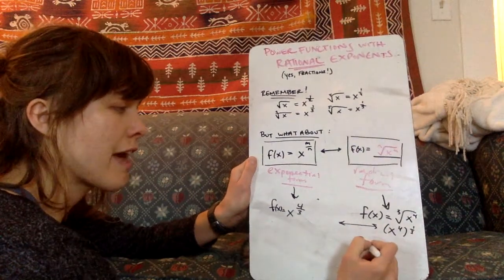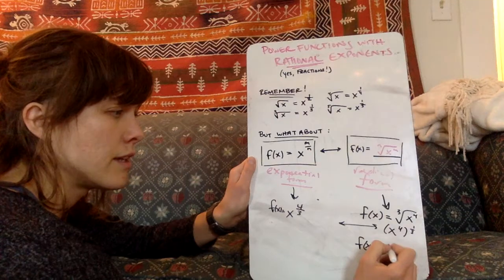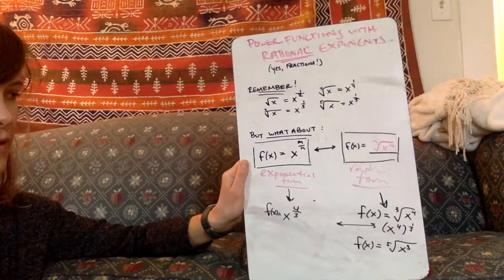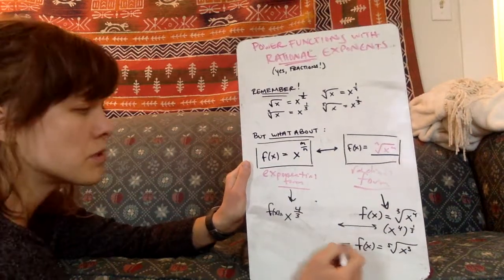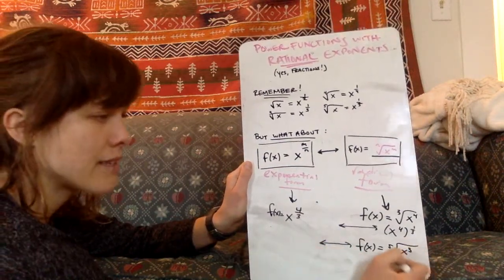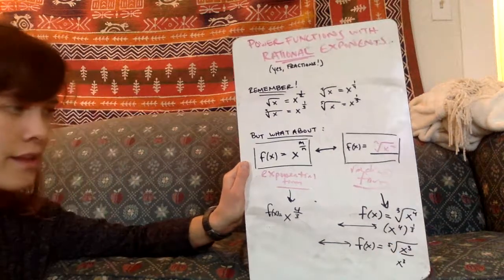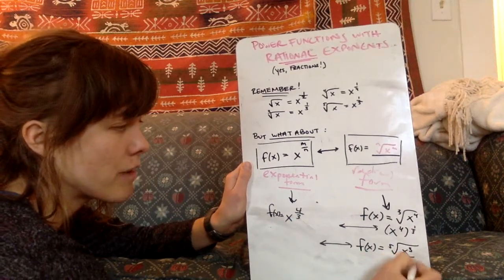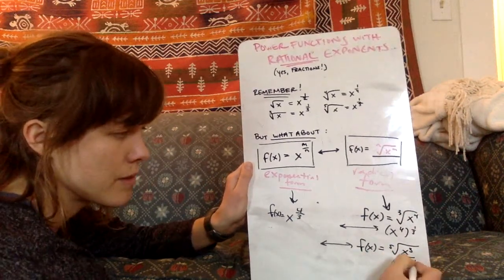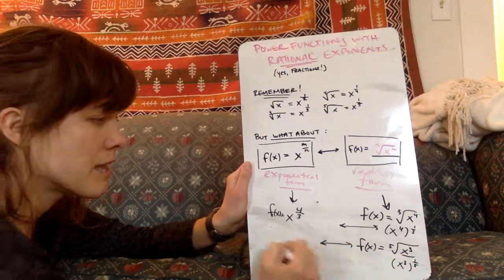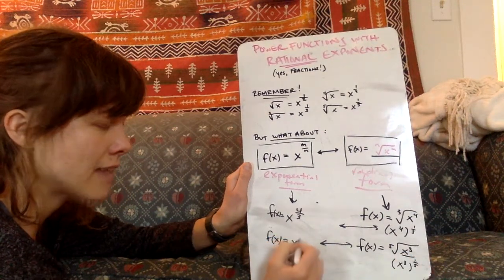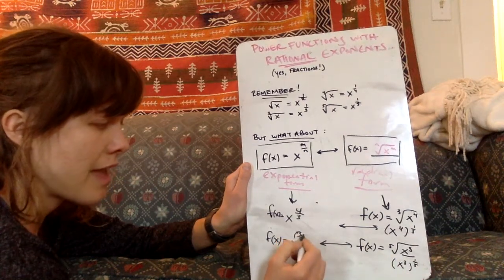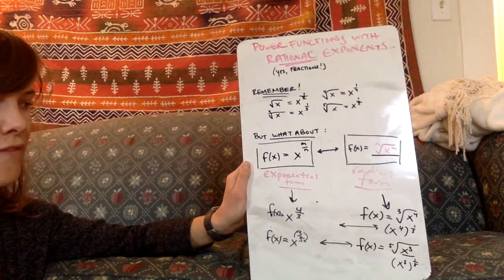What if I have something like f of x equals the fifth root of x cubed? Well, again, I can pull this out as x cubed, the stuff under the radical, and I'm raising it to the 1/5 power. So it becomes f of x equals x to the 3/5. So I'm taking x cubed and I'm taking the fifth root of it.